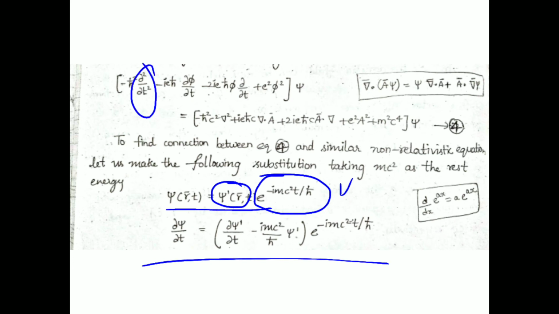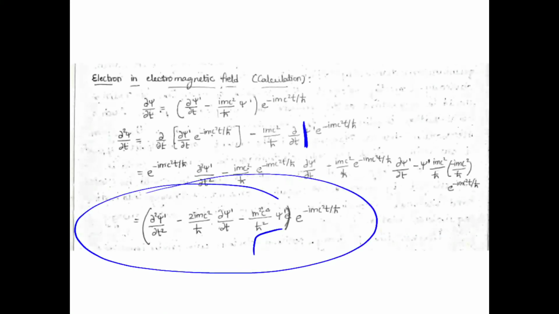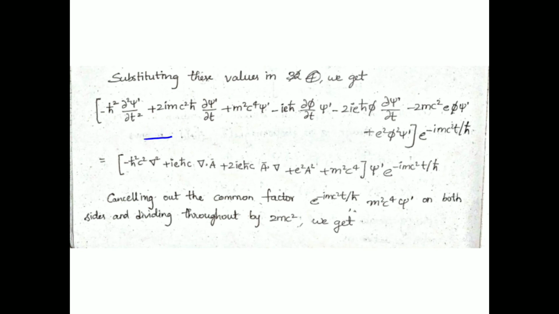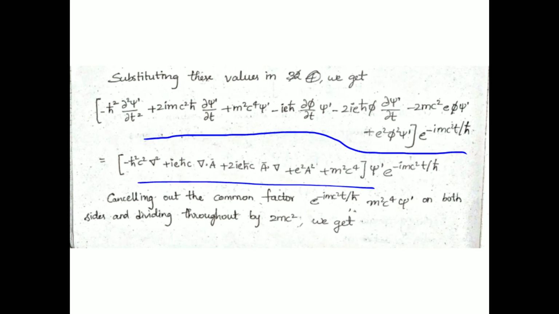Now we need to substitute them in here. Here dou xi by dou t, here dou square xi by dou t square. Now we would do the substitution. So substituting these values in equation 4 we would get, after the substitution, these terms. After the substitution and the simplification we would get this.